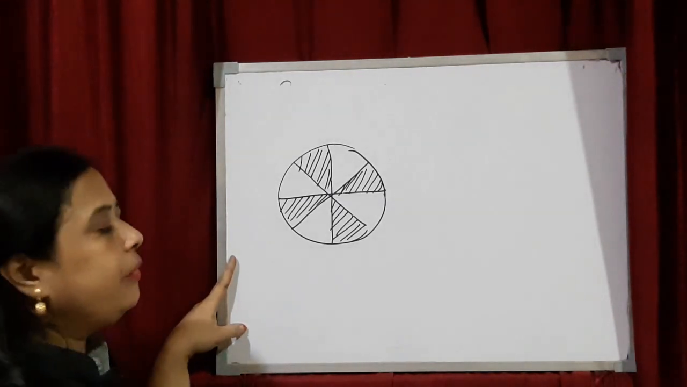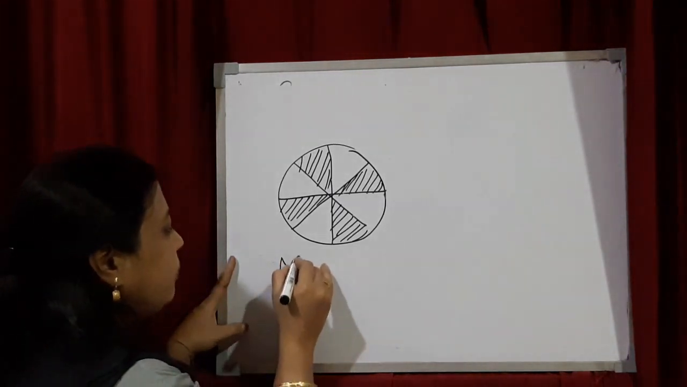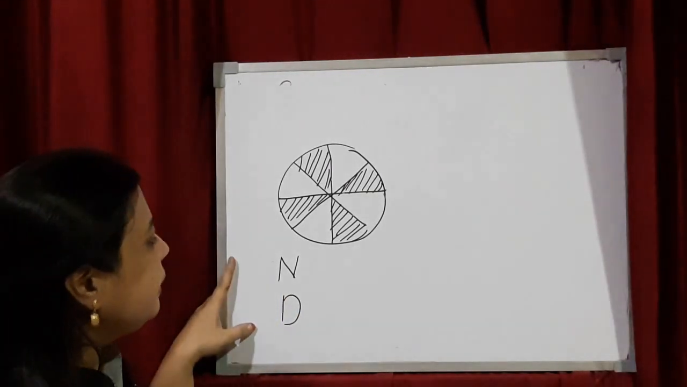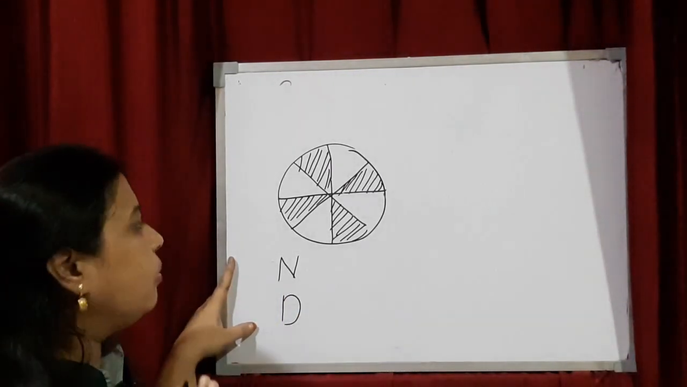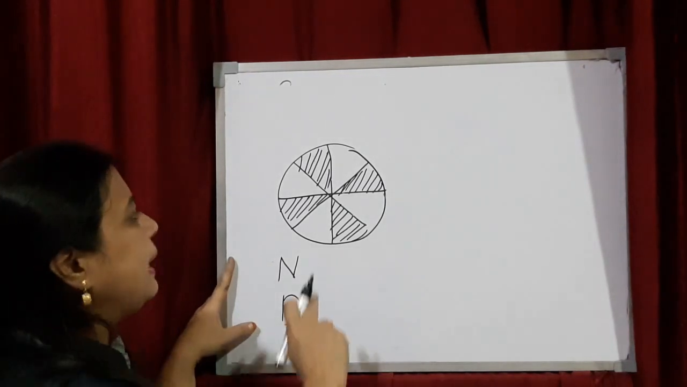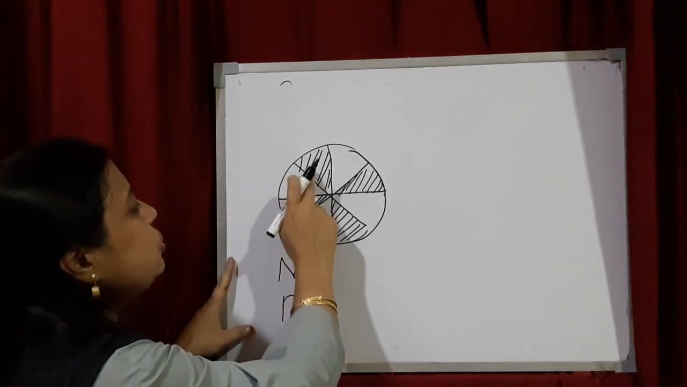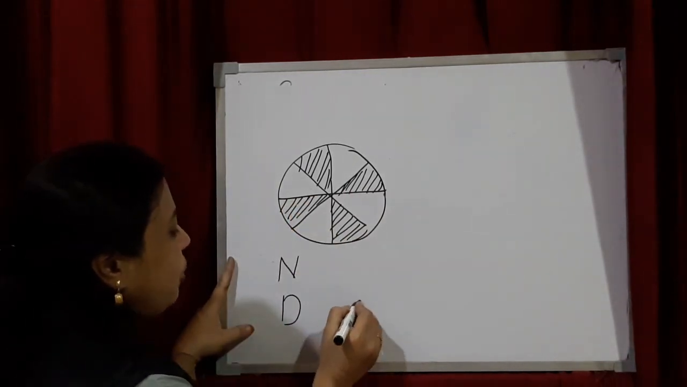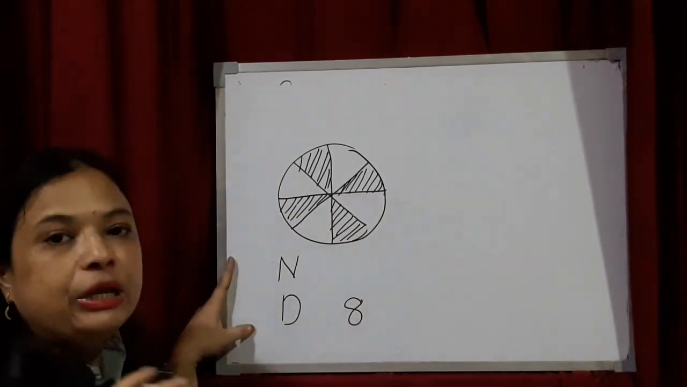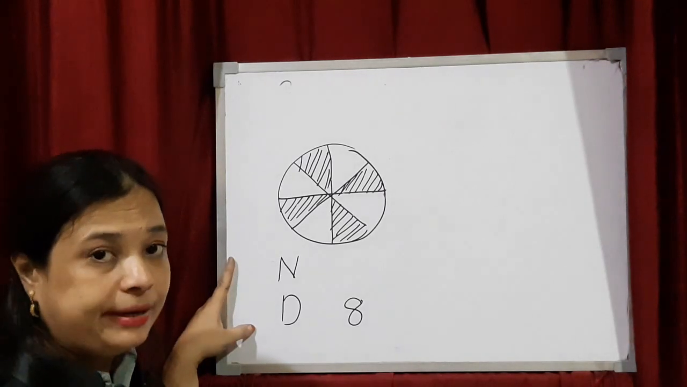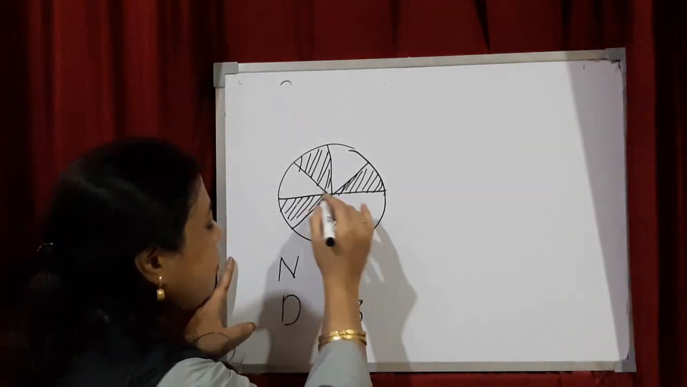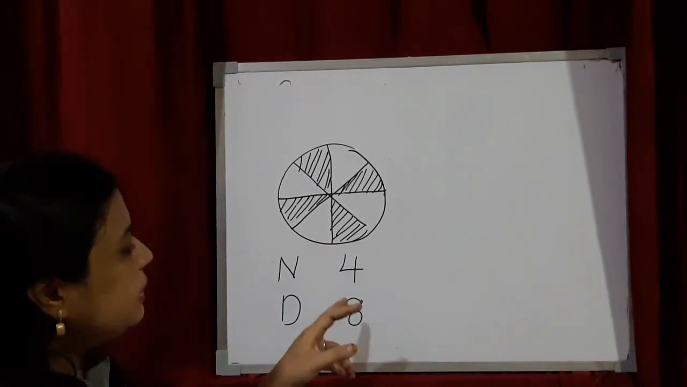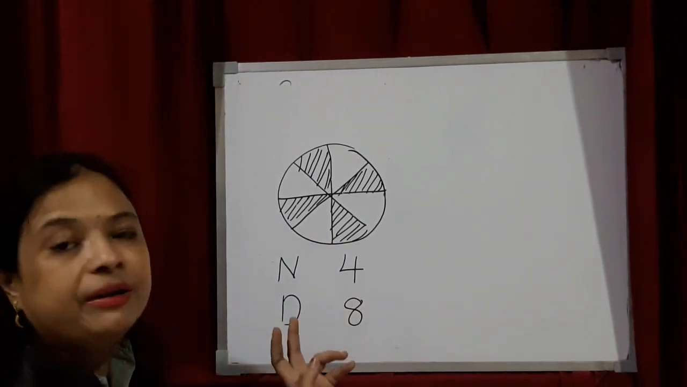But here you have to mention what is the numerator and what is the denominator. First we will count the total number of parts. So how many are there? 1, 2, 3, 4, 5, 6, 7 and 8. So the denominator is 8, and for the numerator, how many parts are shaded? So that we will write down. How many are there? 4. So the numerator here is 4, the denominator is 8.